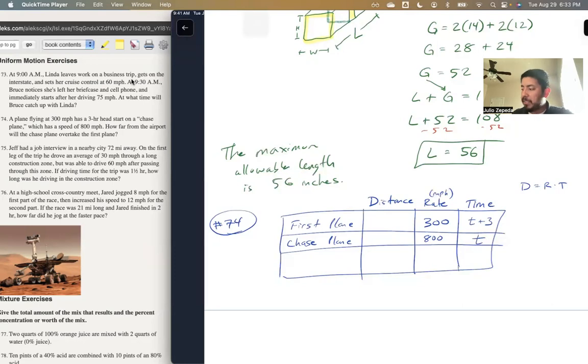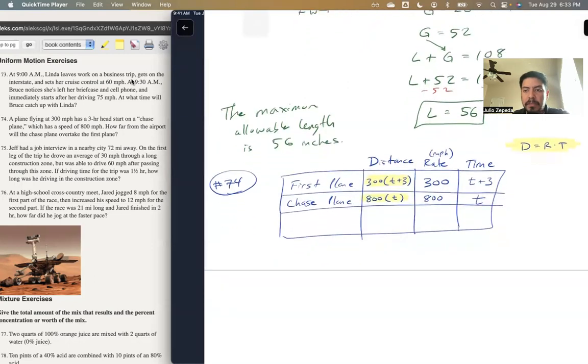Okay, and then since we know that distance is equal to rate times time from this formula that we have from before, we can fill in our distance little boxes here by just multiplying the rate of each of these planes, 300 times t plus 3, and then 800 times t. Okay, so I just multiplied across there. And now these expressions in this distance category represent the distance that each plane has traveled. It's just the rate times the time.